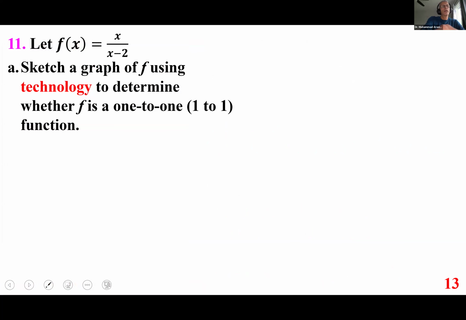All right, let f of x be x over x minus 2, which is a rational function. Sketch the graph of f using technology to determine whether f is a one-to-one function.